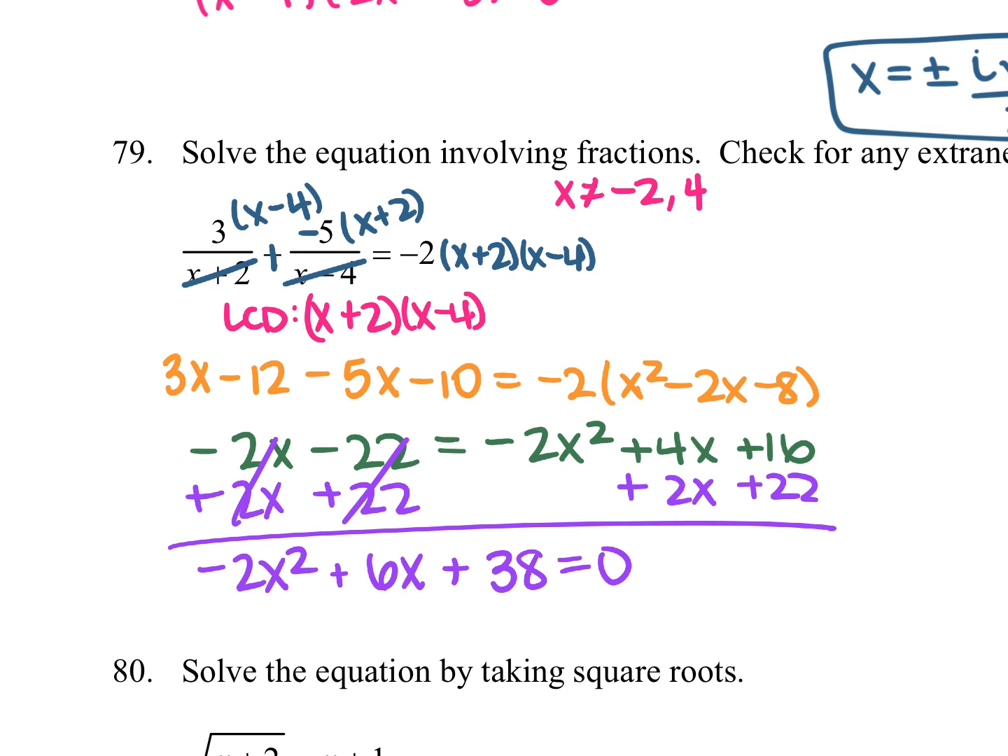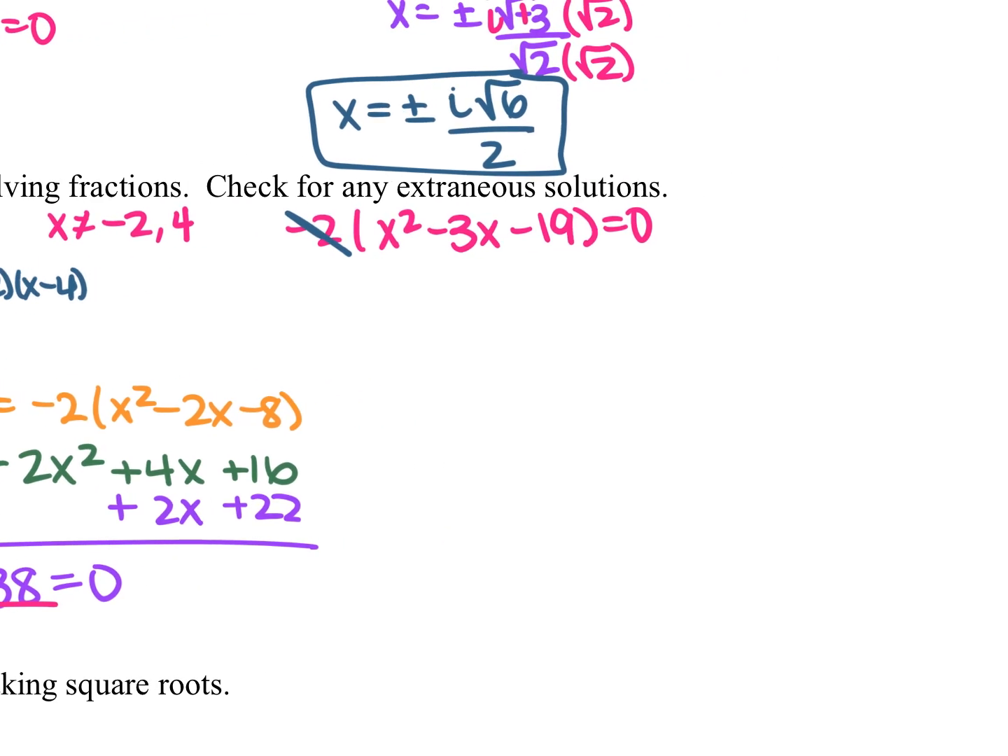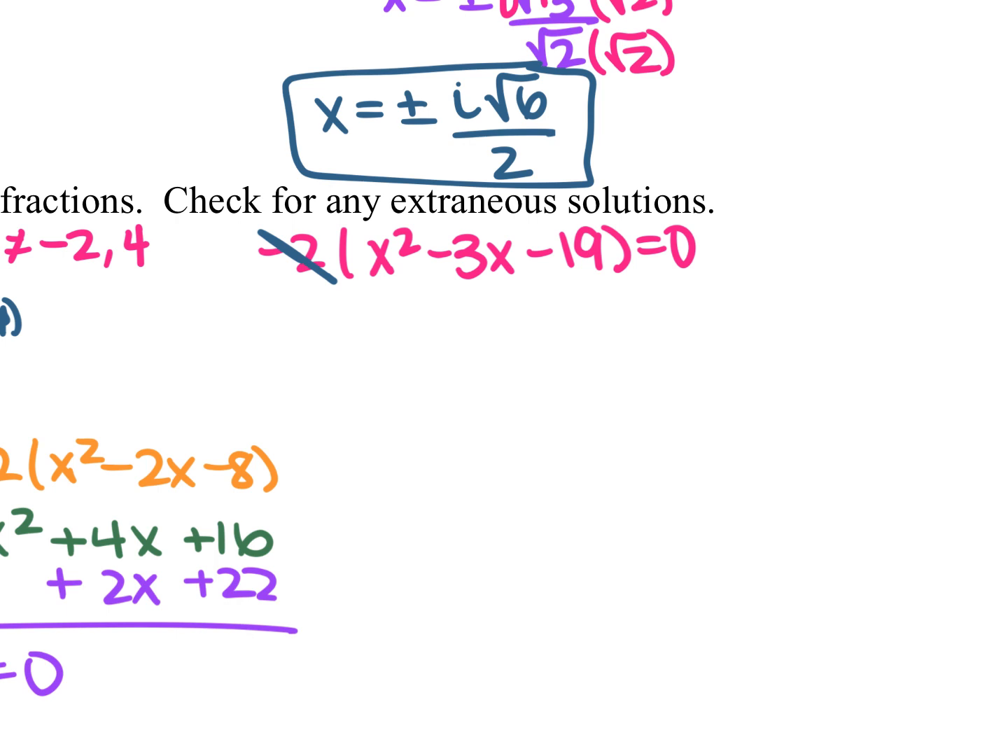You have a greatest common factor from all three of these terms, which is negative 2. So we're going to factor that out. We're going to have negative 2 times x squared minus 3x minus 19 is equal to 0. So that negative 2 can cancel out. You are now solving x squared minus 3x minus 19 is equal to 0. You cannot factor this, so use your quadratic formula.